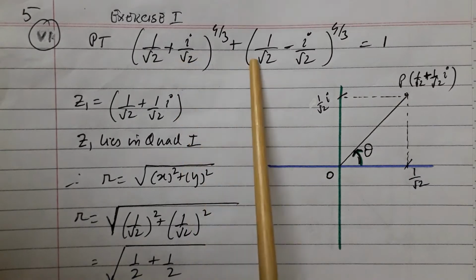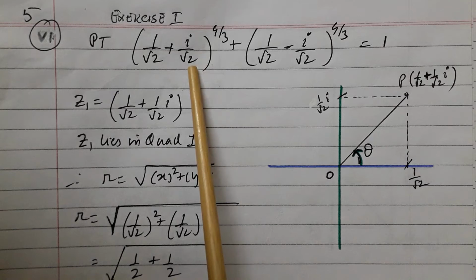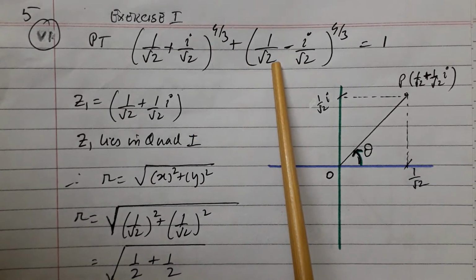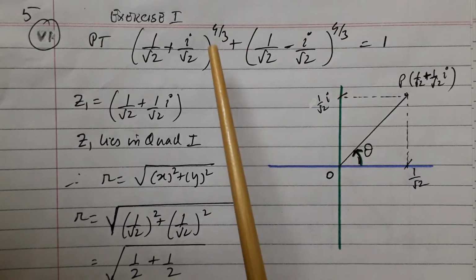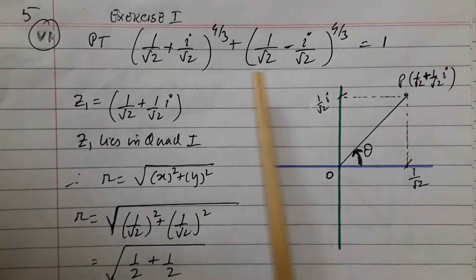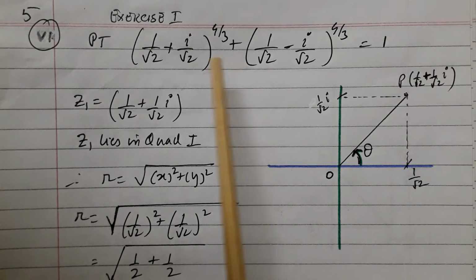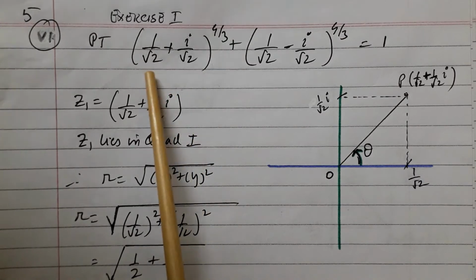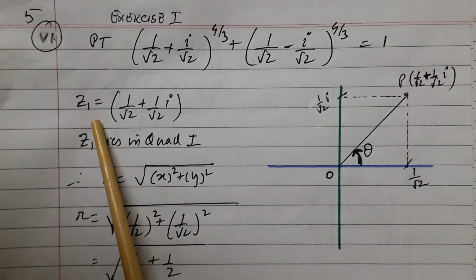Now the left hand side of this has two complex numbers, (1/√2 + i/√2)^(4/3) and (1/√2 − i/√2)^(4/3). So this expansion has to be carried out using De Moivre's theorem, and before that we'll have to convert both the complex numbers into the polar forms. So let us first consider 1/√2 + i/√2 and let us call it Z1.